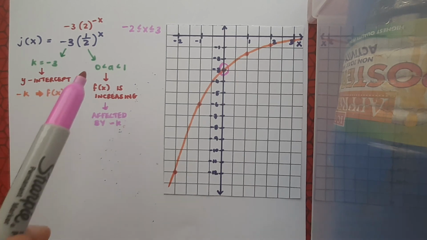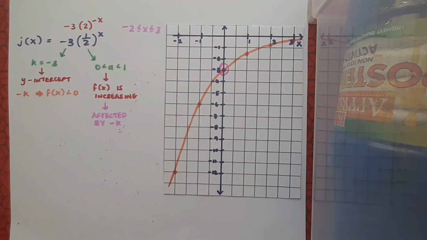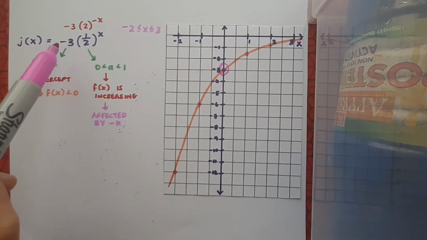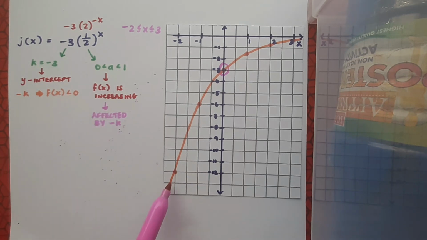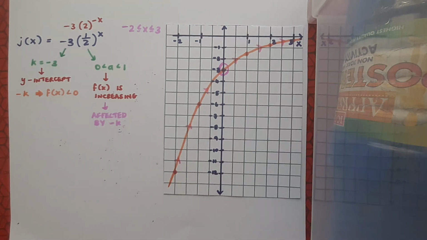We said that a was between 0 and 1, which would normally mean that we would be decreasing, but that was affected by the k value being negative, so that reversed that situation to mean that j of x was increasing. And we can see that throughout our function is in fact increasing. And I also asked you to think about how h of x and j of x might be related, or what observations we could make about them.